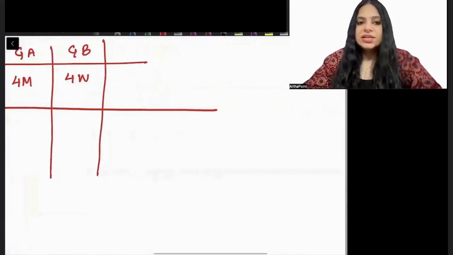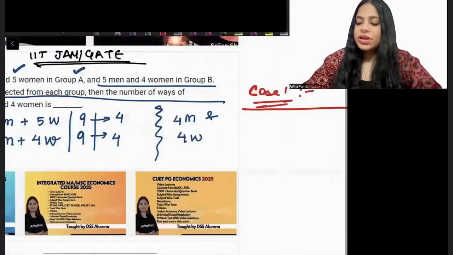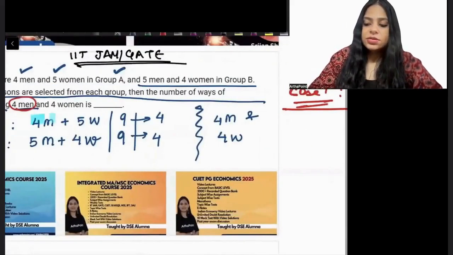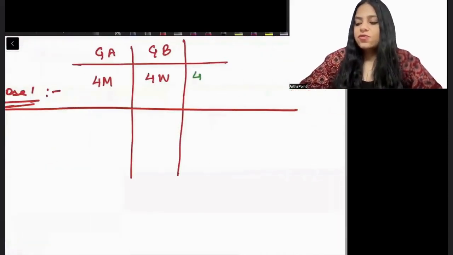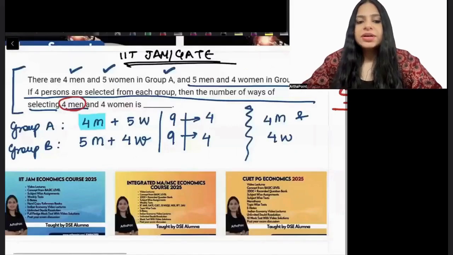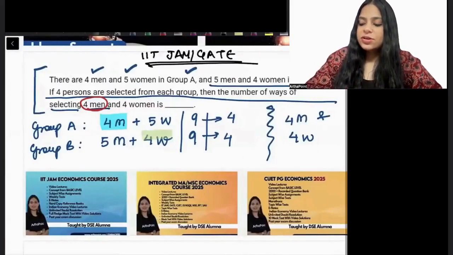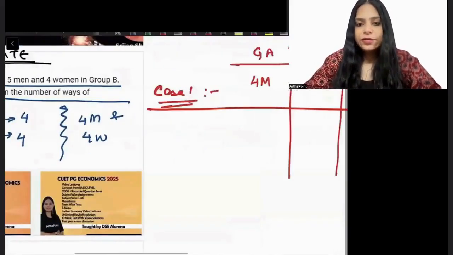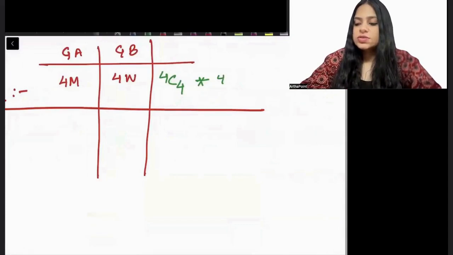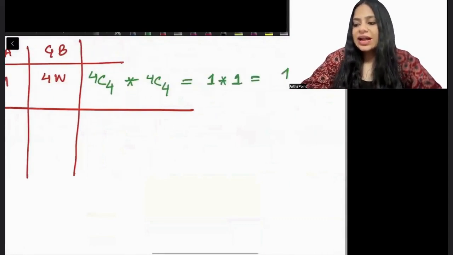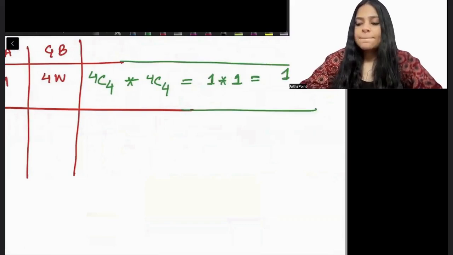Now try to understand this thing. How many men are there in group A, beta? There are 4 men. I need 4 men. I need to select 4 men. So it can be done in 1 way. How many women are there, beta, in group B? In group B, there are 4 women. And I need 4 women. So it can be done in 1 way. So 1 into 1. That means this can be done in exactly 1 way.